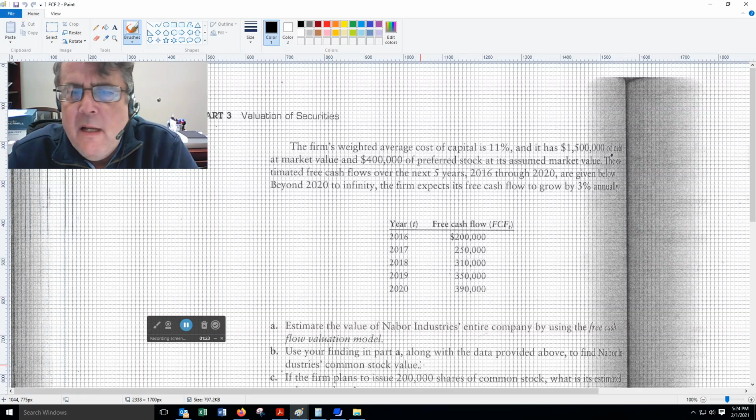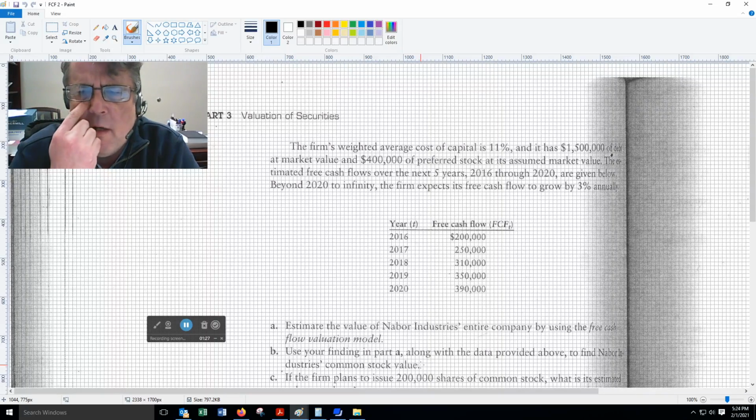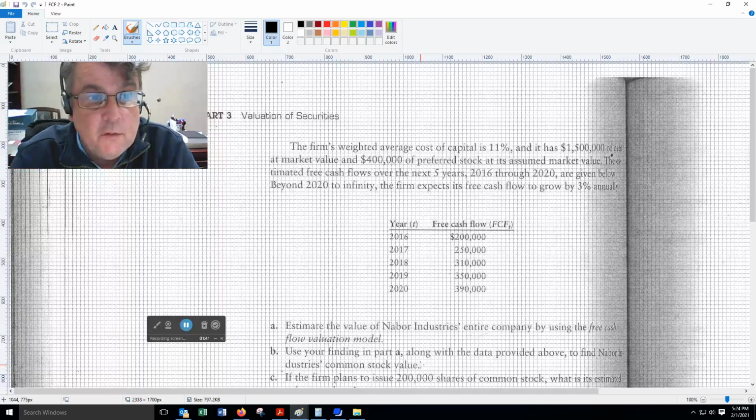Okay, and then we've got $400,000 of preferred stock at its assumed market value. So this is already set for us. And if you'll remember, the value of the securities, VS, is equal to VC, which is the value of the cash flows, and we're going to do that in a minute, minus VD minus VP. So we have VD and VP. We know what to subtract. Now we need to know what to subtract it from, and that is going to be the value of the free cash flows.